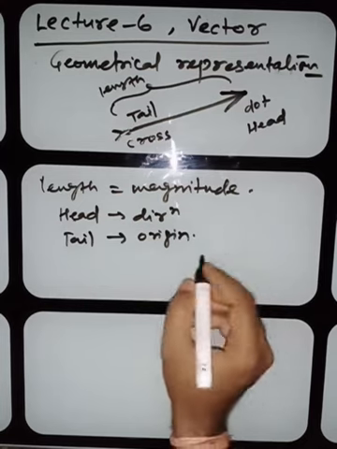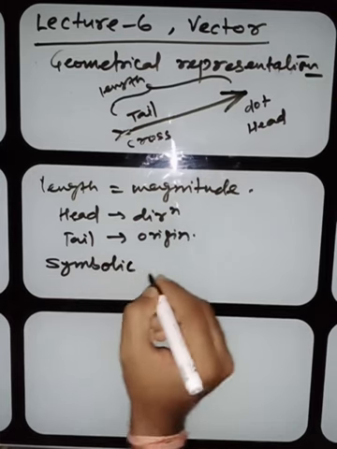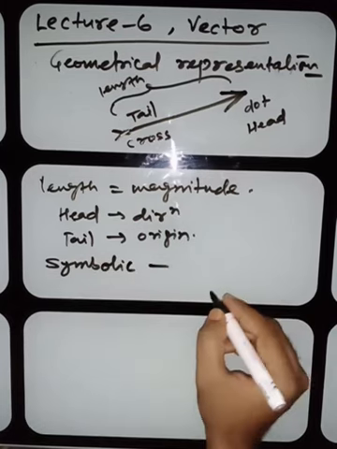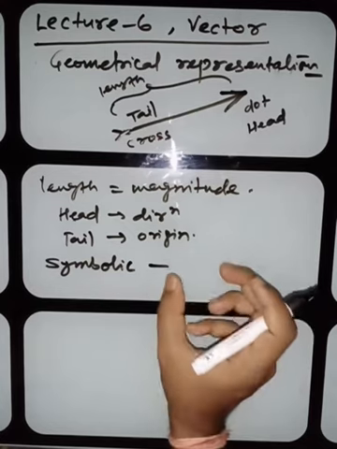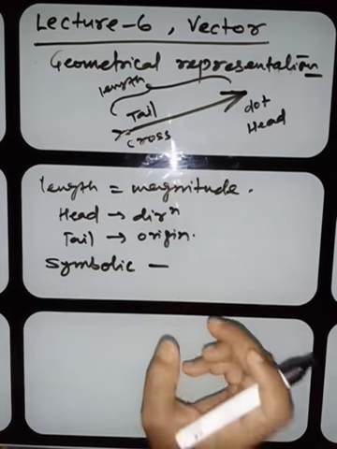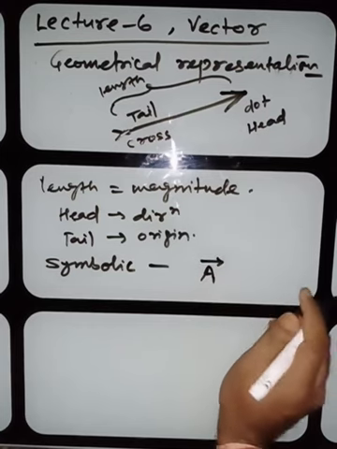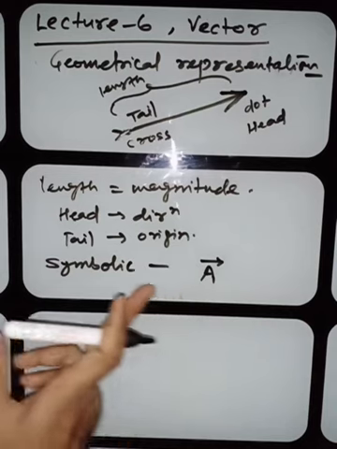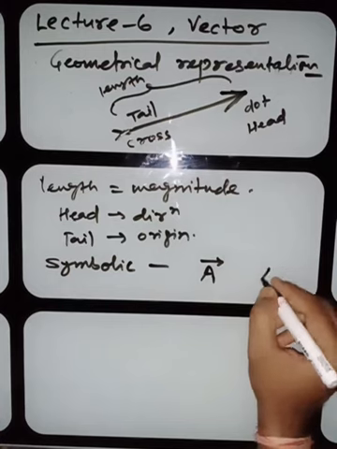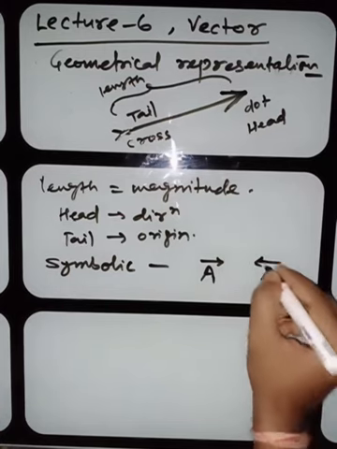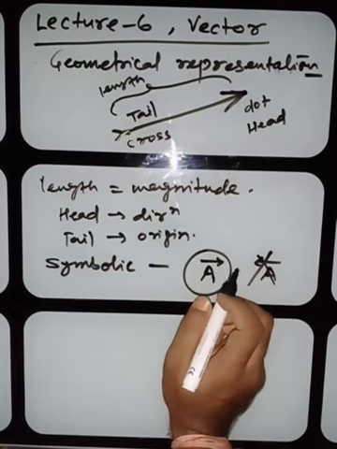Now we will do the symbolic representation. As a symbolic representation, we use an arrow over the quantity to show it is a vector quantity. For example, if you are writing A as a vector quantity, you have to put an arrow symbolically. Remember, if a vector is going in this direction, you are not supposed to put the arrow in this way, and if any vector is going in this direction, you are not supposed to put it in this way. Remember, this is the wrong representation. This will be the representation only.